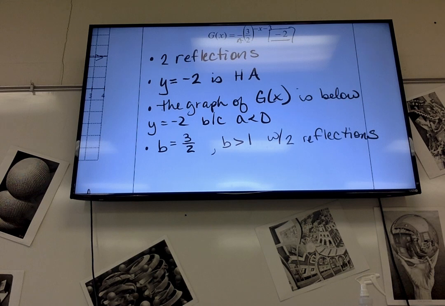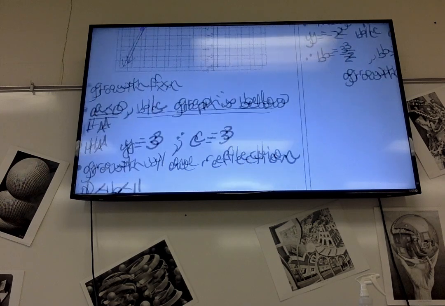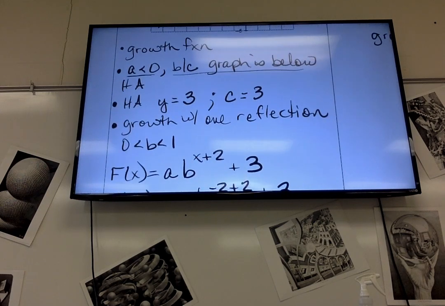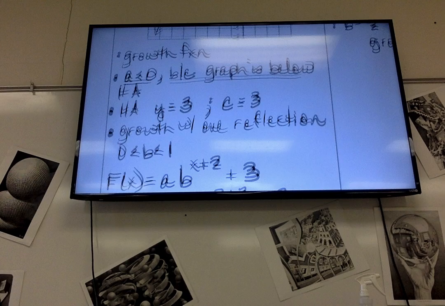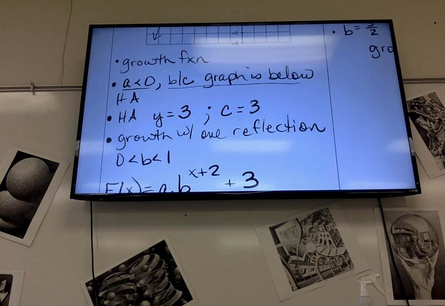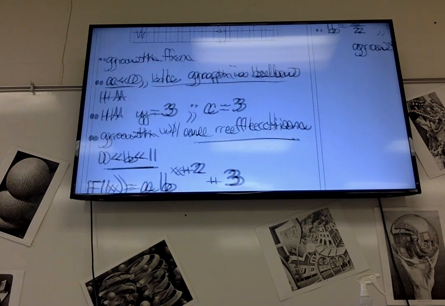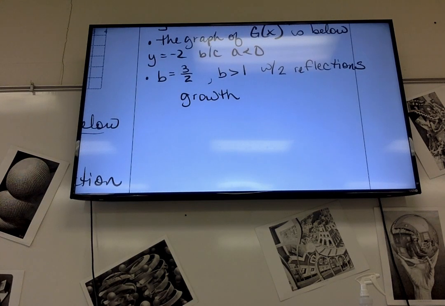Yeah, it's that top one that we just had a minute ago. If B is greater than 1 with 0 or 2 reflections, it was growth. And if it had 1 reflection and B was between 0 and 1, then it was also growth. And those were the 2 instances.